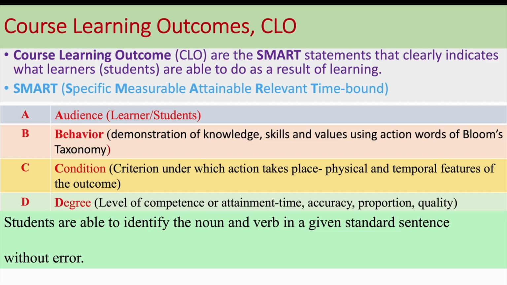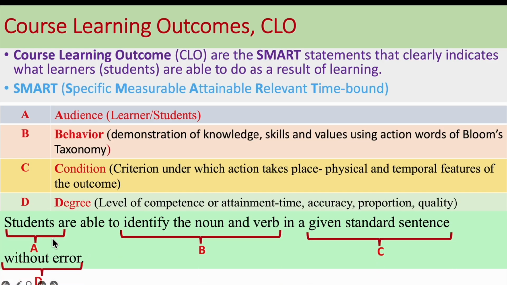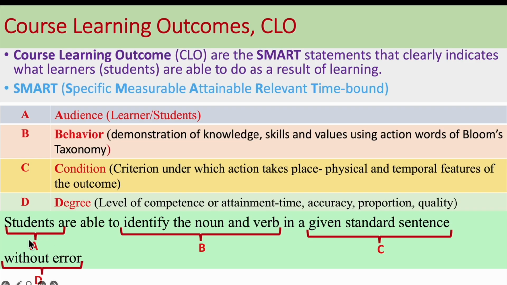Students are able to, for example, we have a sentence, students are able to identify the noun and verb in a given standard sentence without error. So this is maybe a statement, and then how can we divide it? A, audience, is our students. B is behavior, meaning identify the noun and verb. C is the condition, given standard sentence, and D is the degree, which is without error.